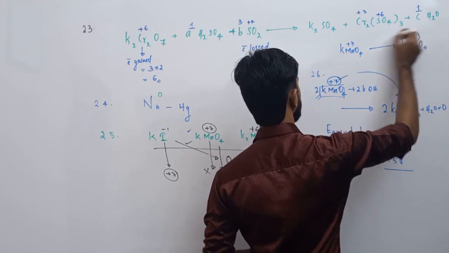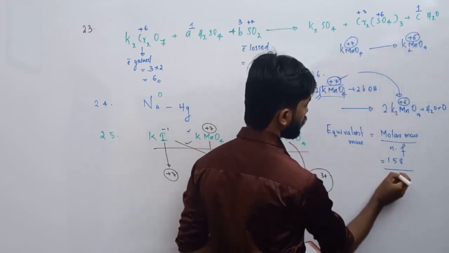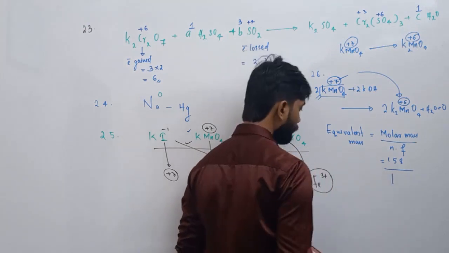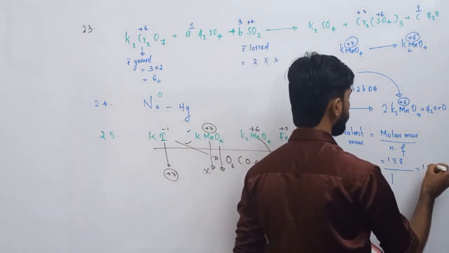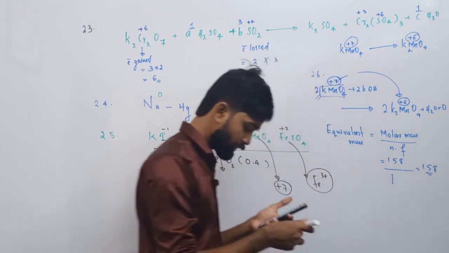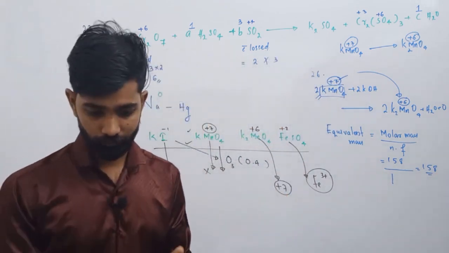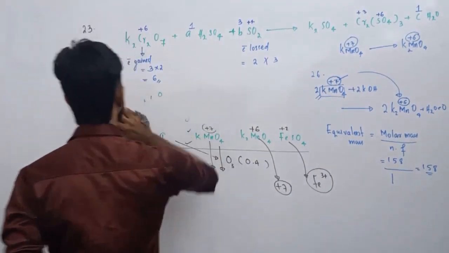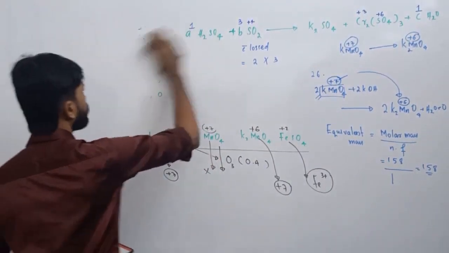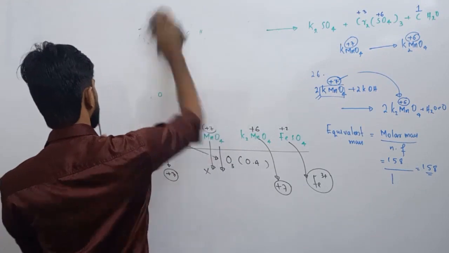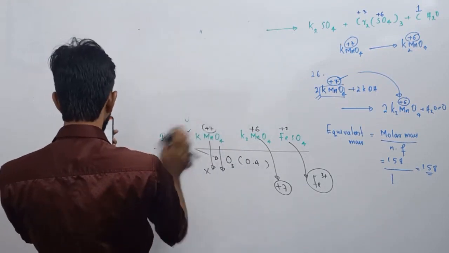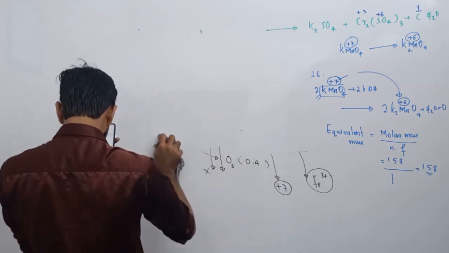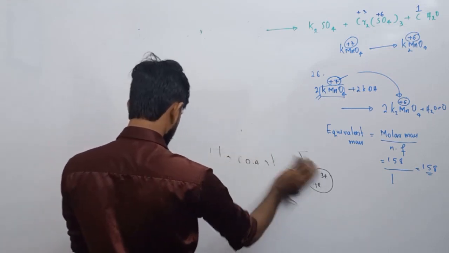Okay, so the change in oxidation state is +7 to +6, only 1. So the n factor is 1. So the molar mass and equivalent mass are the same, that is 158. Actually, it is 158.36, but simply choose 158. And the option is D, the fourth option. Okay. Moving to the next question.